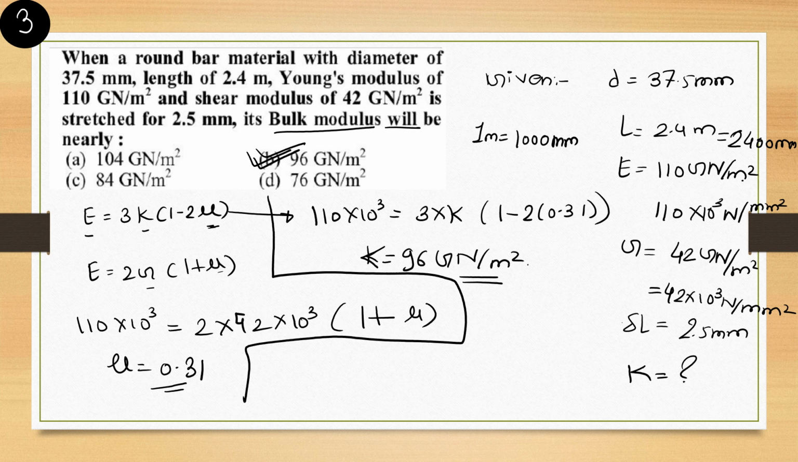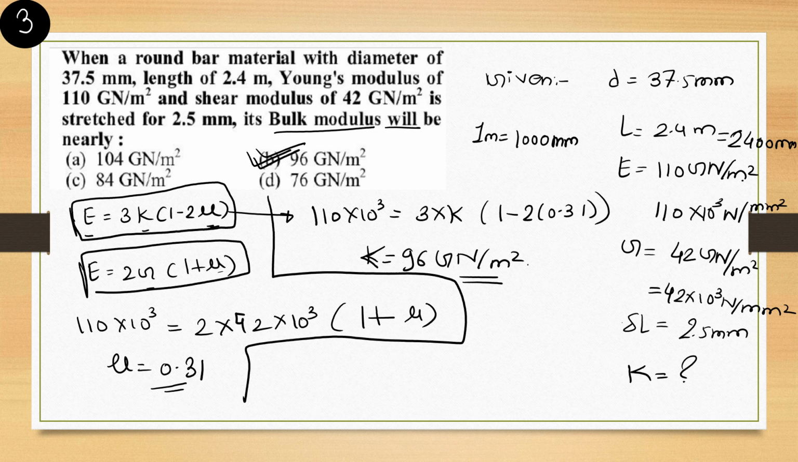The formulas are E equals 3K in bracket 1 minus 2 mu, and E equals 2G into 1 plus mu. These are the two formulas. The trick here is converting the meter into mm and converting the giga. 1 giga is 10 raised to 9. So by using this we convert E and G into Newton per mm square. This is how the question is solved, and the answer is 96 giga Newton per mm square. Option number two is correct.